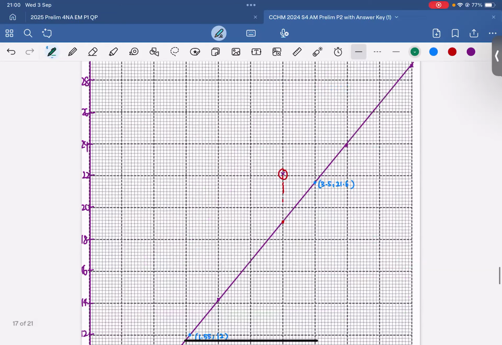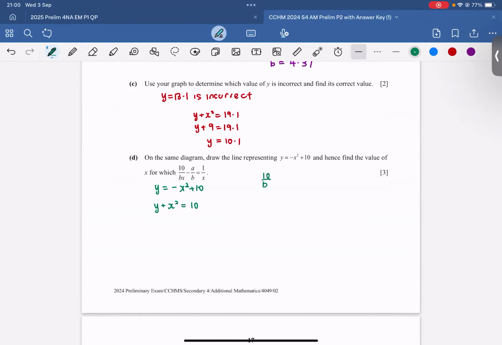Then the question asked me to solve this. Okay, this must be related to the previous part lah. Otherwise, they won't ask you to solve this. But how do you rearrange so that we can reaffirm ourselves from the previous part? So I times by x throughout. So you can see, once I carry this over, this actually comes from my graph just now. This actually comes from my new line that I draw.